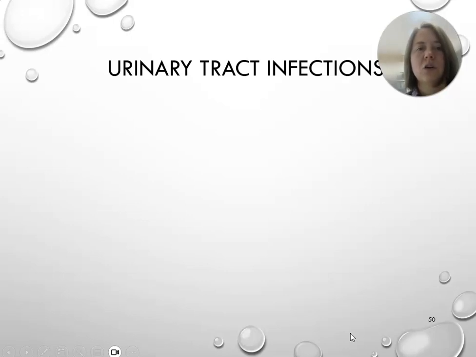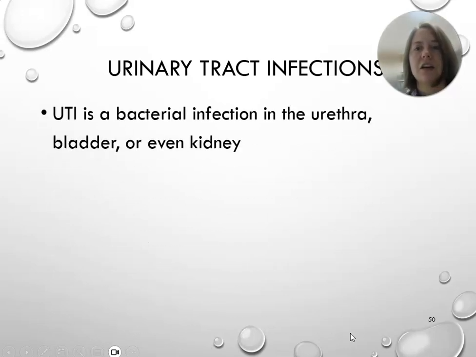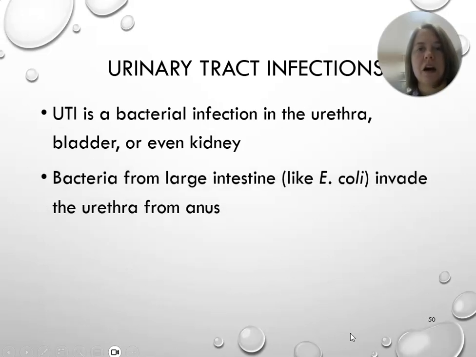All right, what else could go wrong? There are urinary tract infections, abbreviated UTI, and these are bacterial infections in the urethra, bladder, or kidney. The kidney, bladder, and urethra shouldn't have bacteria in them. If they do, that bacteria, it's nice and moist and warm and can grow, and that causes problems. Often, bacteria is from the large intestine.